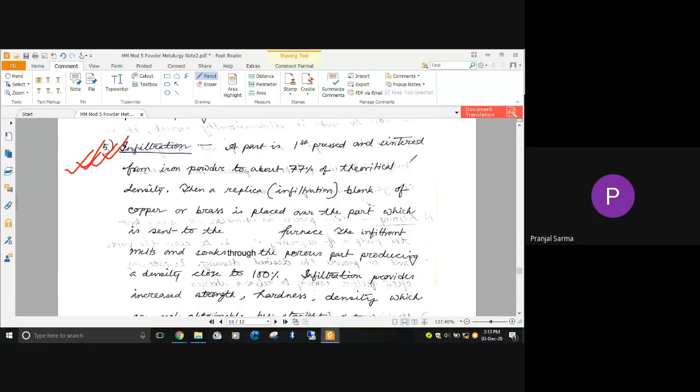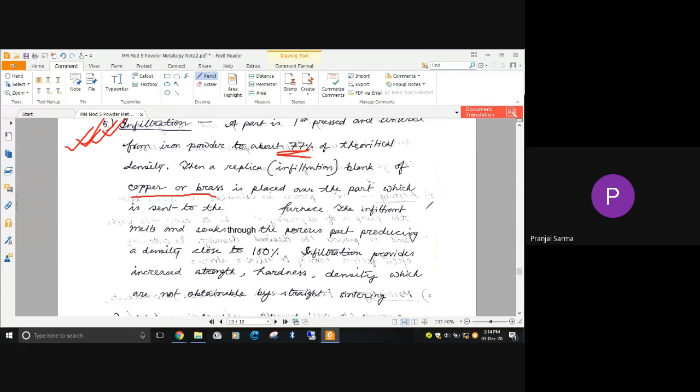In this case, a part is initially pressed and sintered from some iron powder to about 77% to 80% of its theoretical density. It ranges from about 70 to 80; in some books you may get 75 or something like that. Then we take another piece, a kind of replica blank, generally of copper or brass material, and place it over the part which is sent to the furnace.